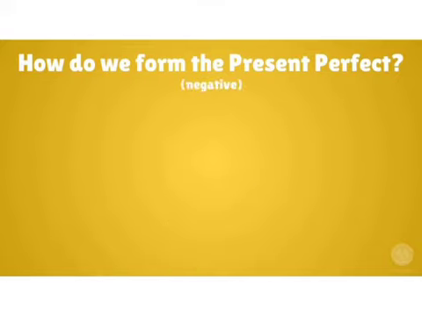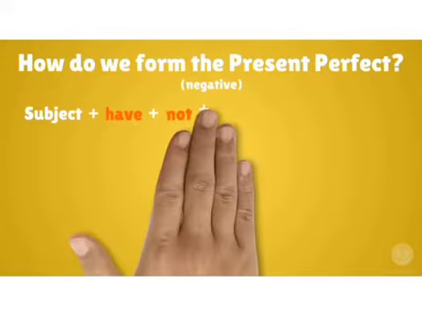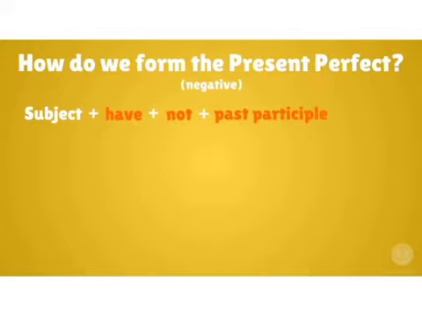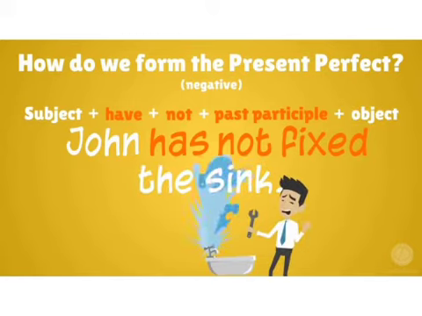How do we form the present perfect negative sentence? For that we need subject plus have plus not plus participle plus object. Example, John. Since John is singular, we have used has. John has not fixed the sink.